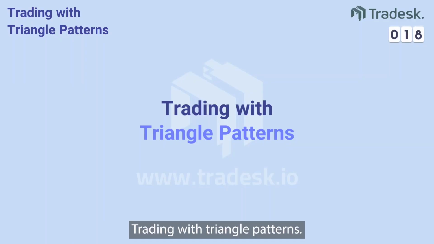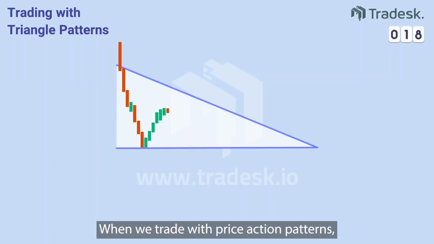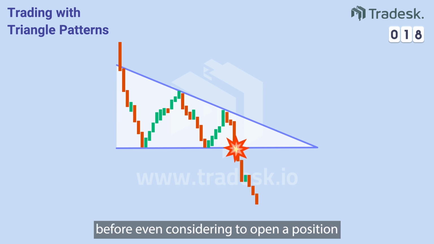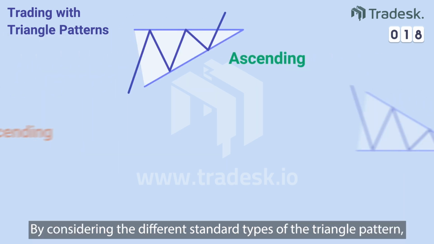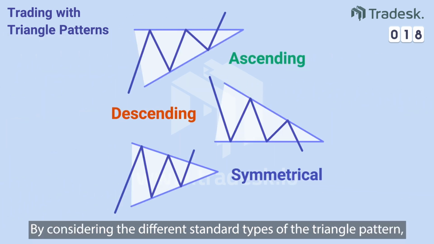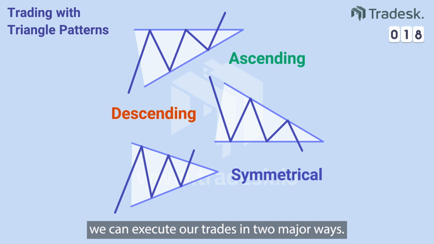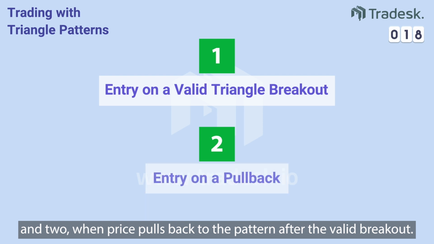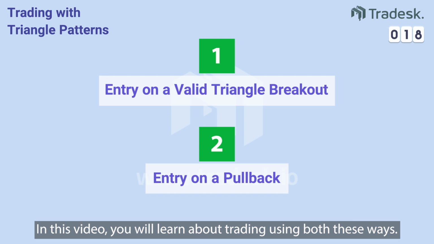Trading with triangle patterns. When we trade with price action patterns, we must always wait for price breakouts before even considering opening a position, in order to have the optimal entry point. By considering different standard types of the triangle pattern, we can execute our trades in two major ways. One, when the price validly breaks out of the pattern, and two, when price pulls back to the pattern after the valid breakout. In this video, you will learn about trading using both these ways.